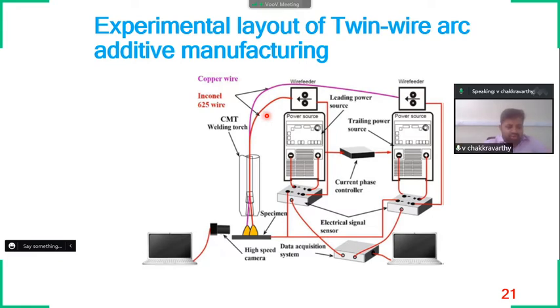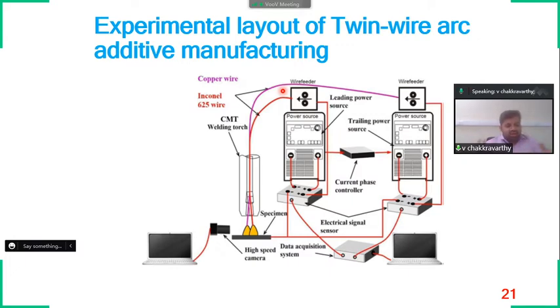If I want to build a component in a functionally graded way, then I can use the CMT power source. I mean, two CMT power sources I can use, which can be fed to your torch. And if I want to deposit 75% of Inconel 625 and 25% of copper, I can simply change the wire feed rate, okay. If I want to deposit more Inconel, I will increase the Inconel wire feed rate to a greater extent, and I will reduce the wire feed rate of copper, so that I can have more deposition of Inconel and less deposition of copper wire, okay.